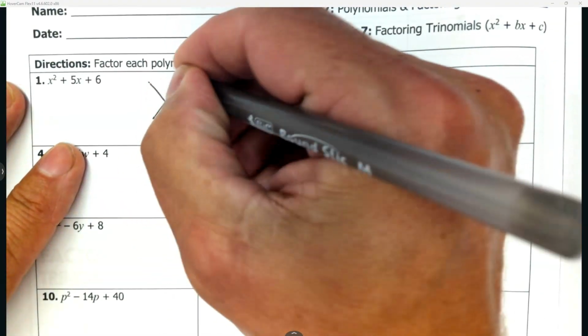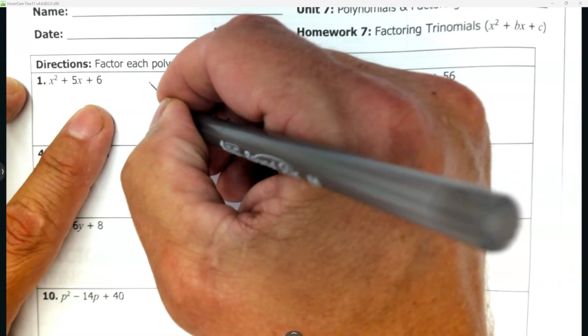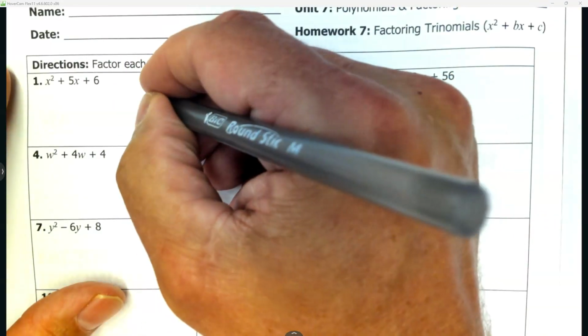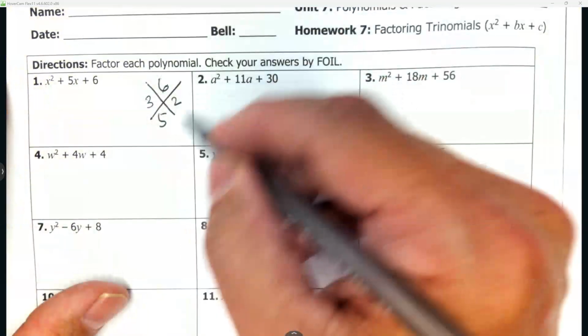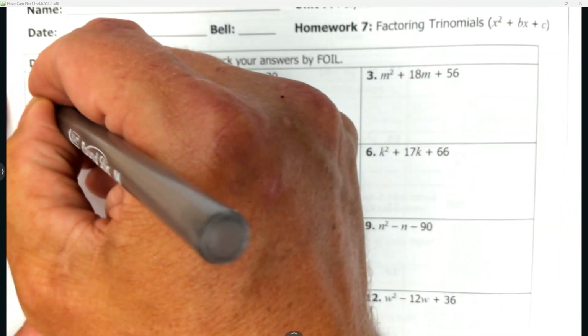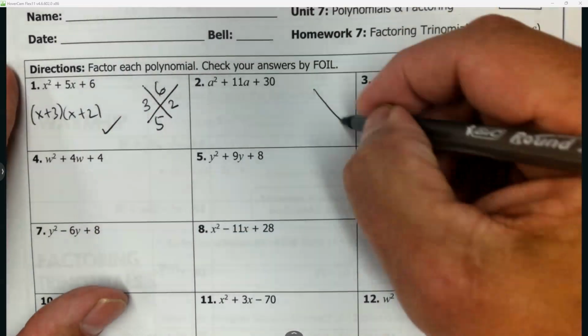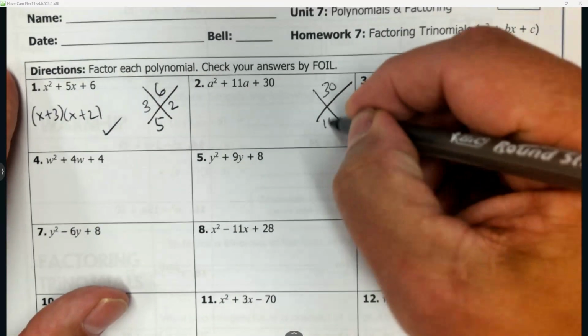So let's draw an X. The last number goes on top, the middle one underneath. And you need to know your times table. So two numbers that multiply to 6 and the same numbers add to 5. And then make sure they go beside each other. So X with positive 3 and X with positive 2. And you did it.